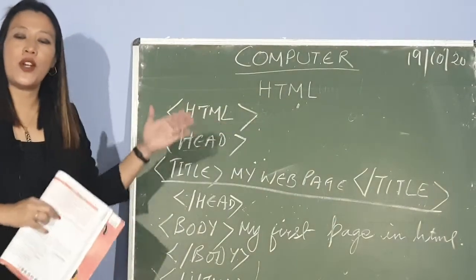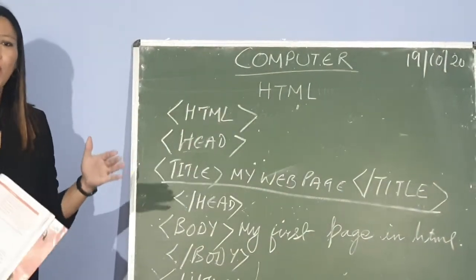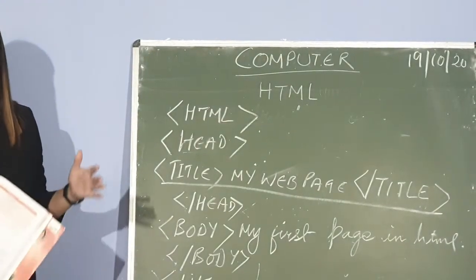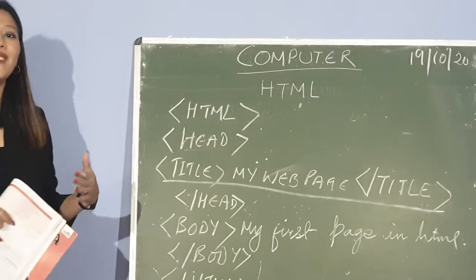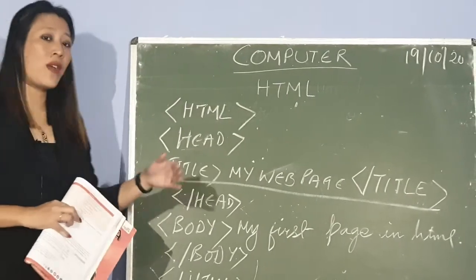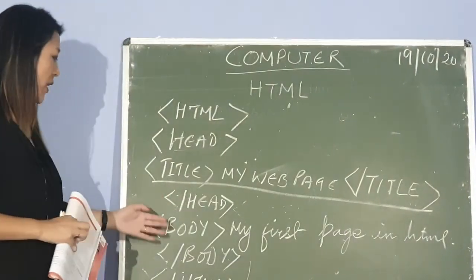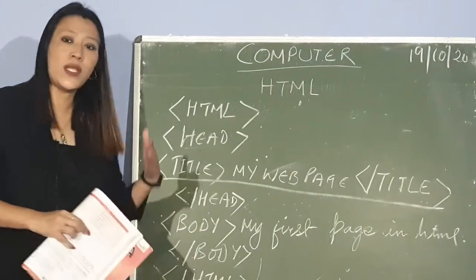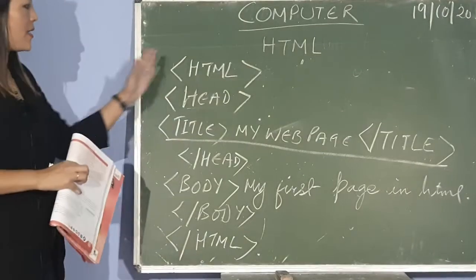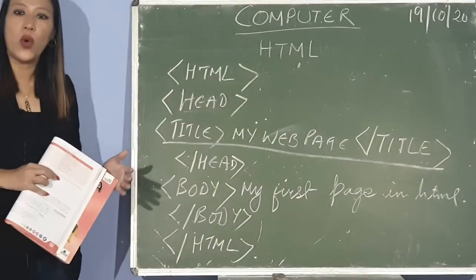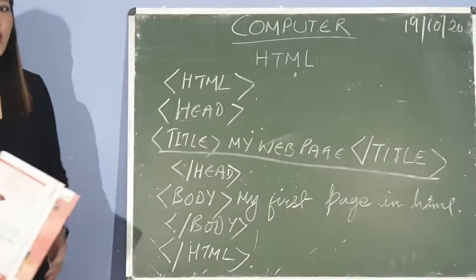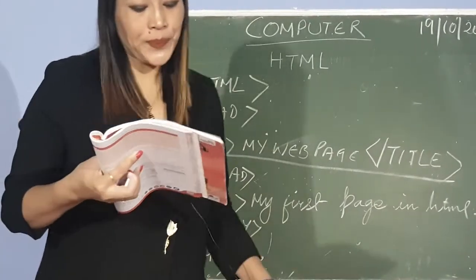So within the body section, you can insert images, you can insert videos, audios. Okay, you can insert some more text, or you can give hyperlink also. It should be within the body section. After that, you close body, then you close HTML. So this is the basic HTML code that you have to write in the notepad. So this is the basic HTML program. Okay.